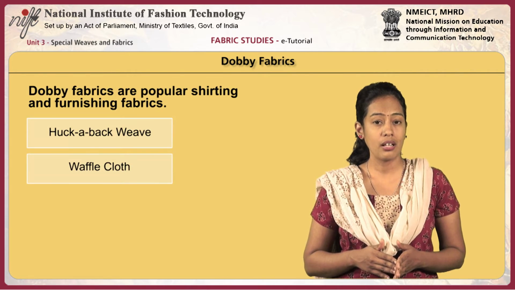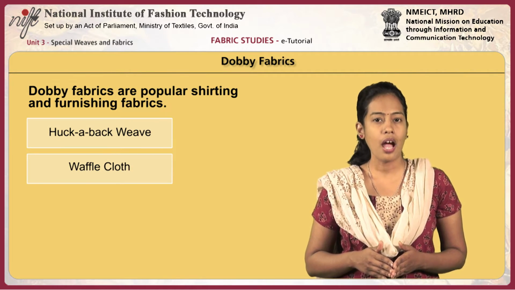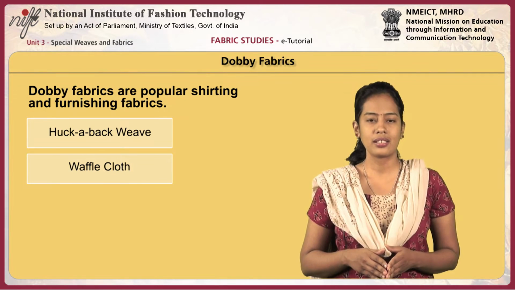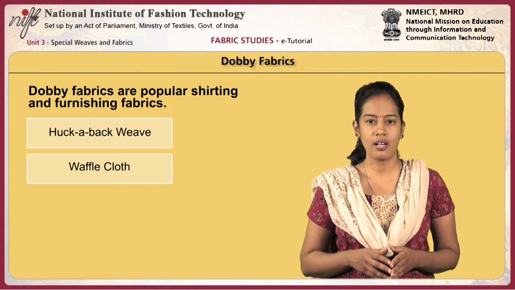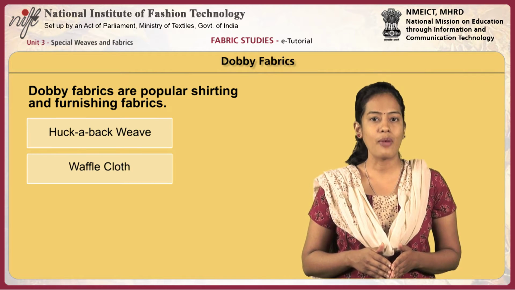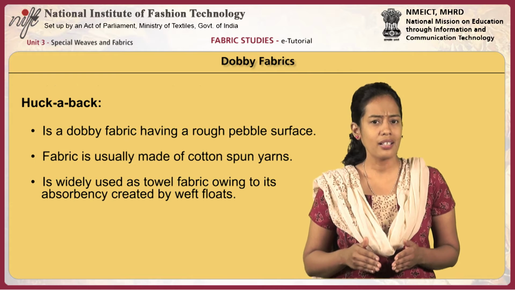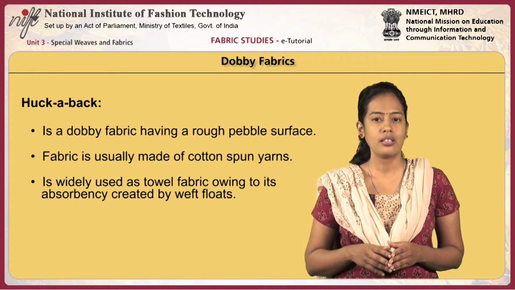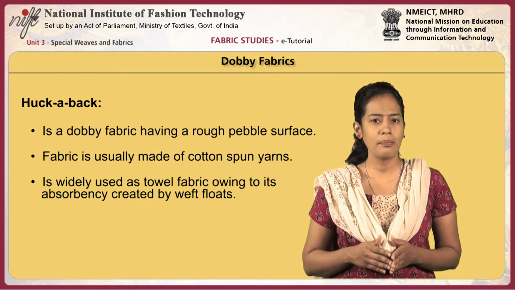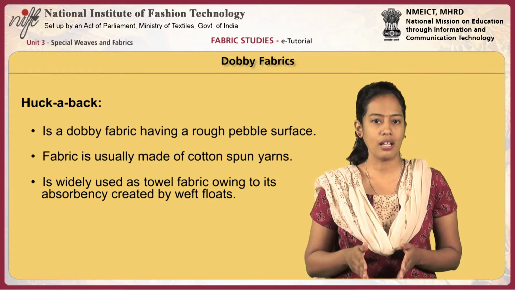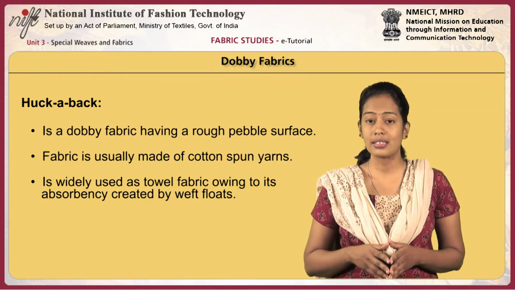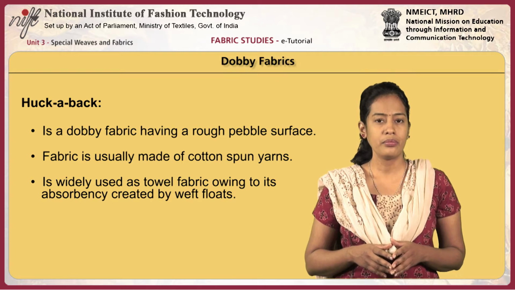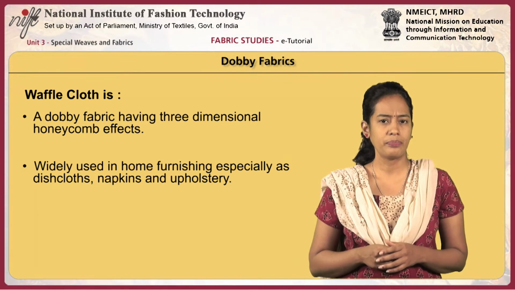Dobby fabrics are popular shirting and furnishing fabrics. Some of the dobby fabrics that have specific features are huckaback weave and waffle cloth. Huckaback is a dobby fabric having a rough pebble surface. The fabric is usually made of cotton spun yarns. It is widely used as towel fabric owing to its absorbency created by weft floats.